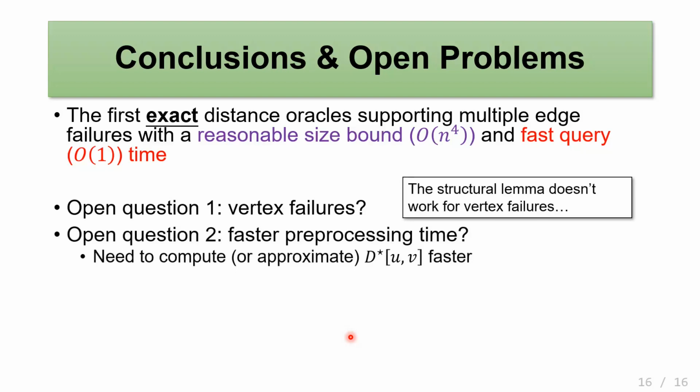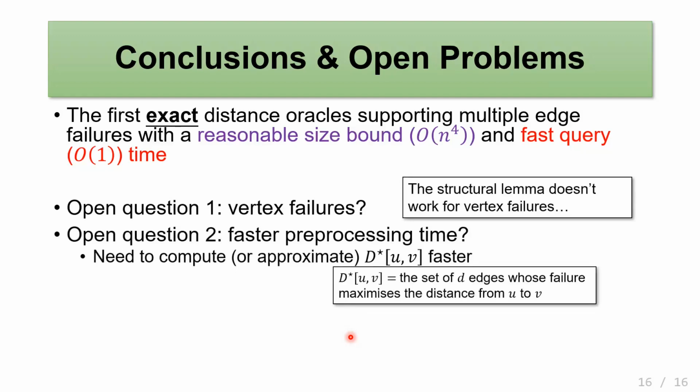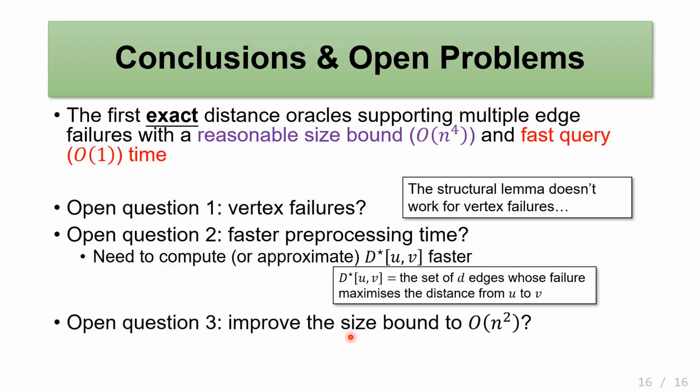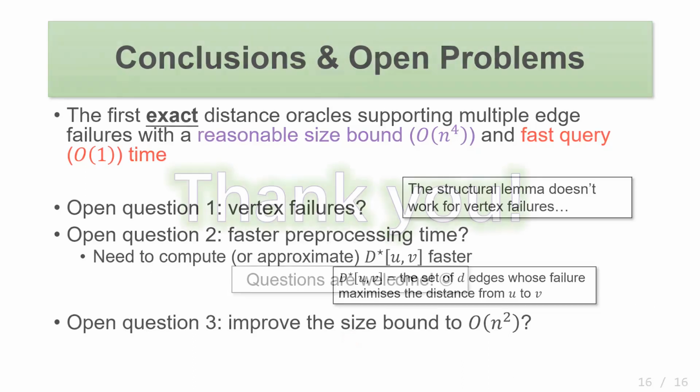Another open question is whether we can achieve faster preprocessing time. The bottleneck of preprocessing is to compute D star UV and D star UV U prime V prime. I don't know how to do that in less than n^d time. Perhaps we need to find a good approximation of D star UV and compute it faster. Finally, can we improve the size bound to n squared? Currently it's n^4. So the data structure is not optimal for like 3 or 4 failures. And that's all. Thank you.